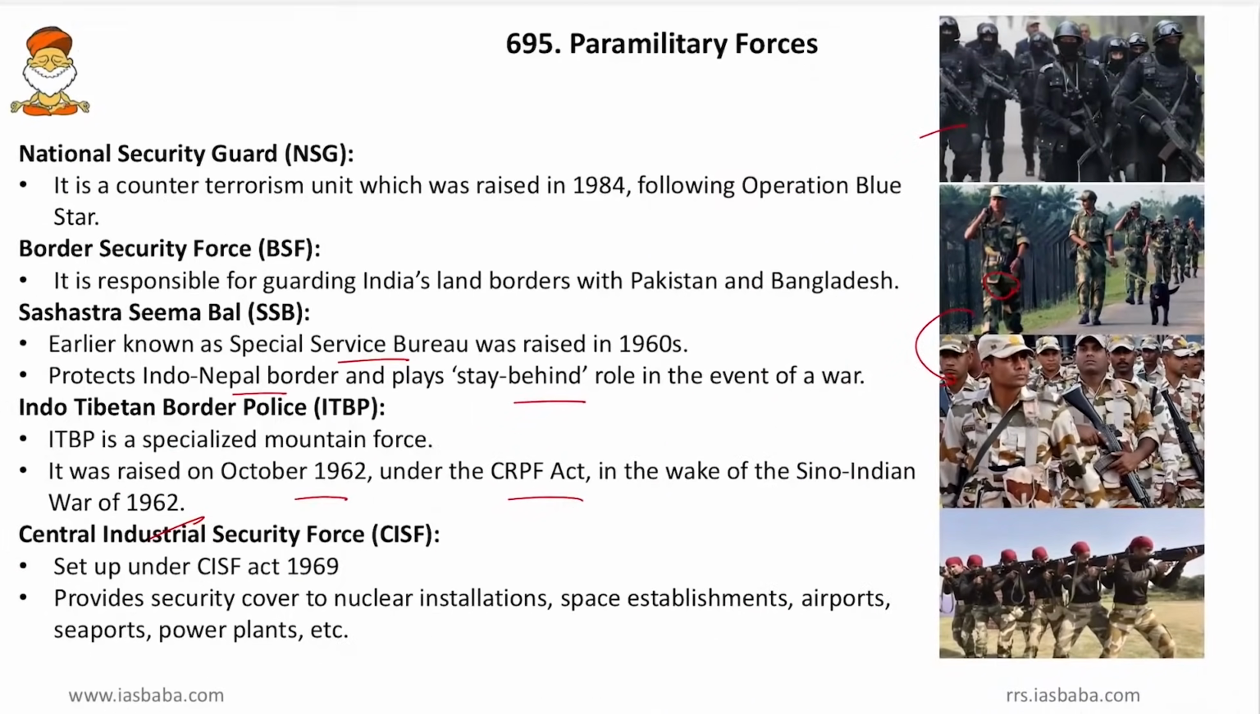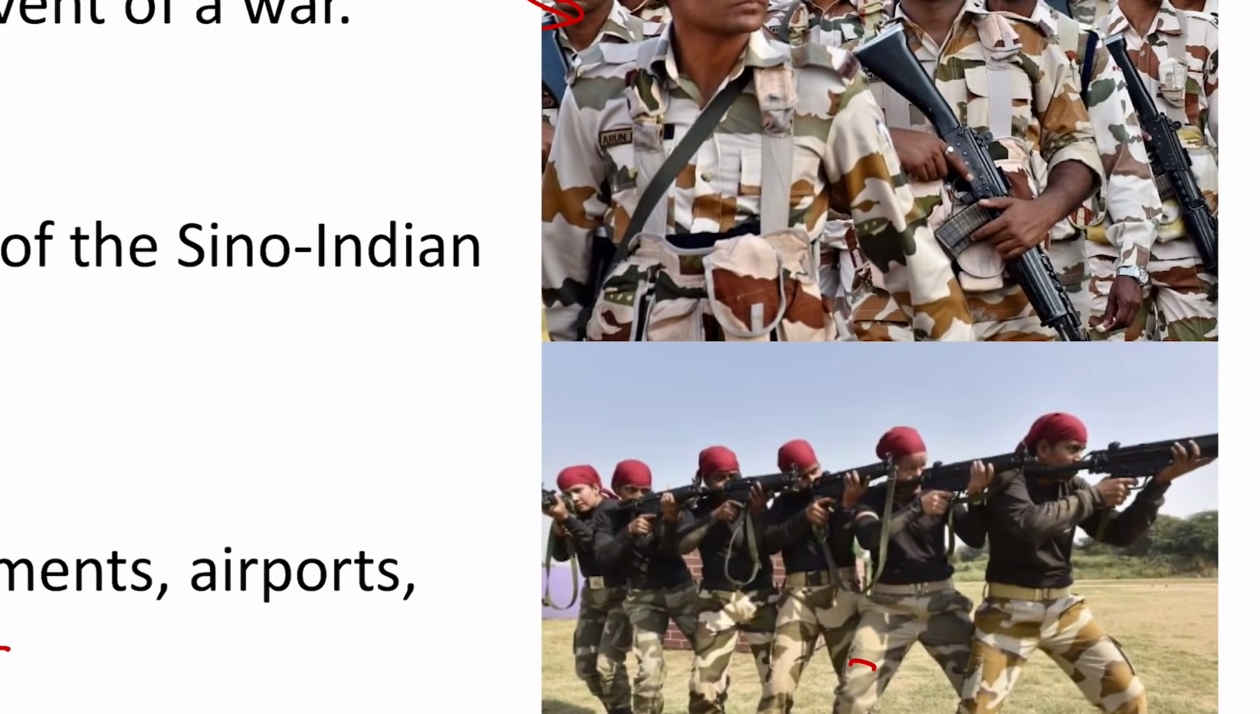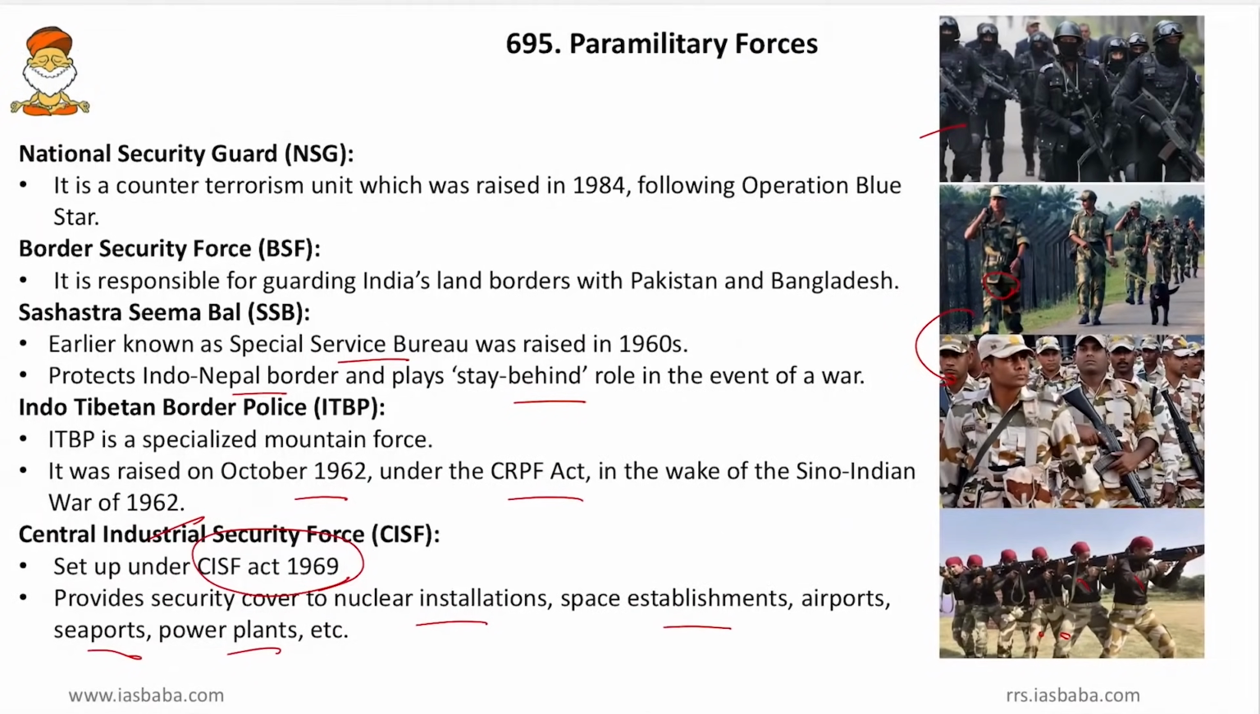Then come to next one, the CISF. Friends, it was set up by the CISF Act 1969. So friends, it is set up by a separate act, and it provides security cover to nuclear installations, space establishments, airports, seaports, power plants, etc., and other sensitive government buildings. So friends, here we can see the CISF people, their trousers are very similar to the ITBP people, but they wear dark green jackets. So these are various central armed police forces and paramilitary forces.